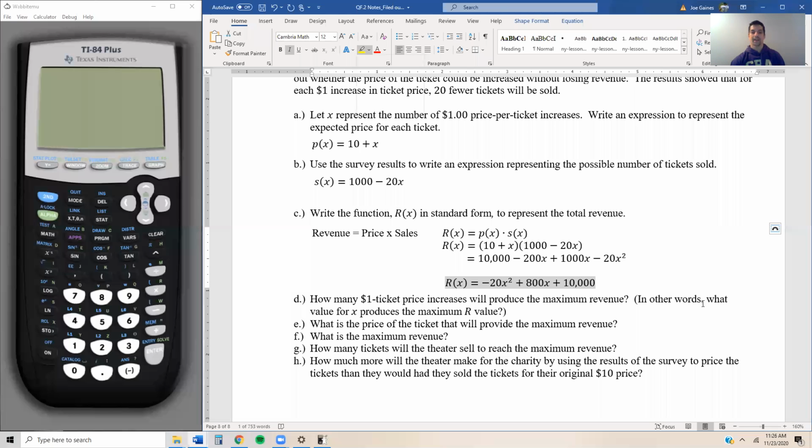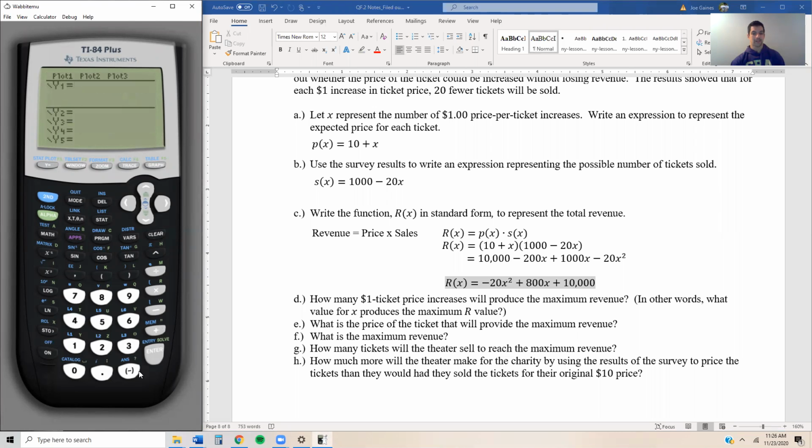And I went ahead and highlighted this equation because this equation is what we're going to use to move forward. So now it says, how many $1 ticket prices will produce the maximum revenue? In other words, what value for X produces the maximum R value? So this goes back to the graph of the function.